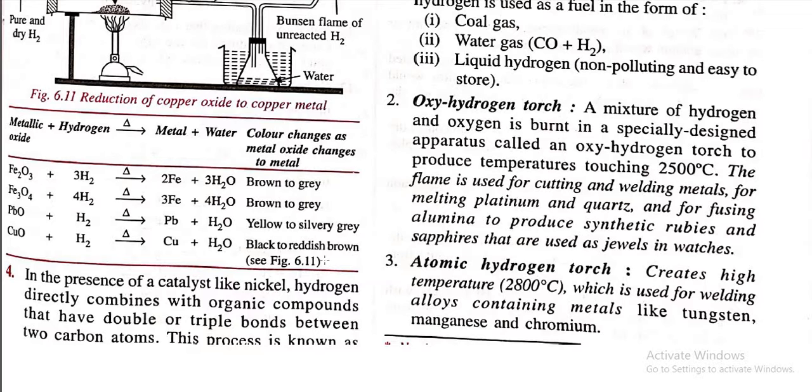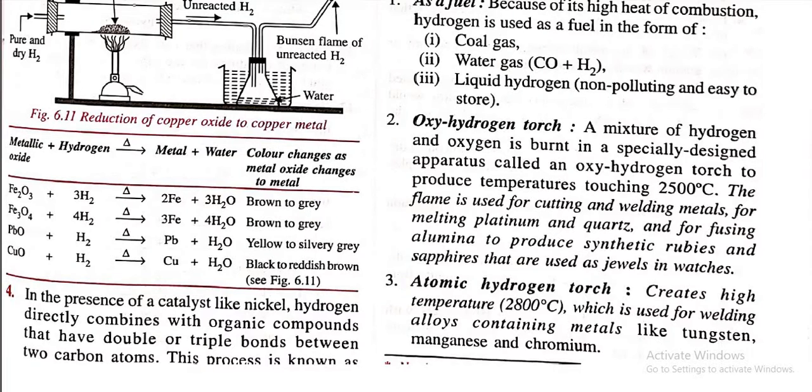Next reaction is, for example, hydrogen acts as a catalyst. Hydrogen has a catalyst effect. A catalyst is a substance which increases the speed of the reaction but itself remains unchanged at the end of the reaction. So in the presence of a catalyst like nickel, hydrogen directly combines with organic compounds. That means the hydrogen reacts with organic compounds in the presence of a catalyst called nickel, and that have a double bond or triple bond between the two carbon atoms.